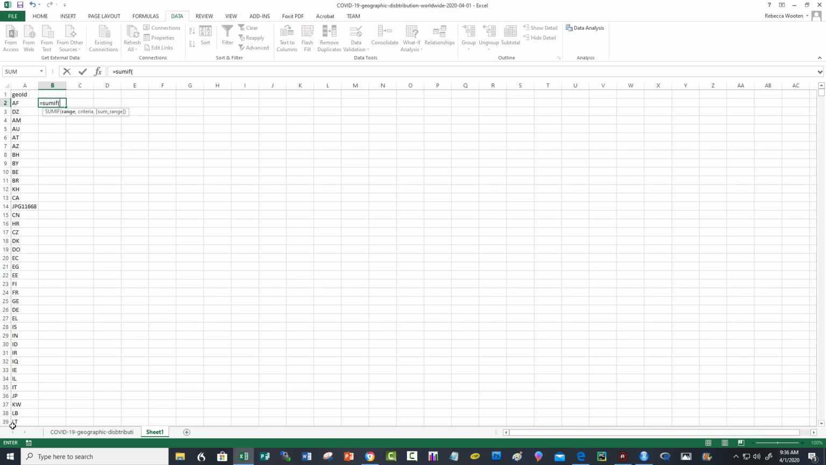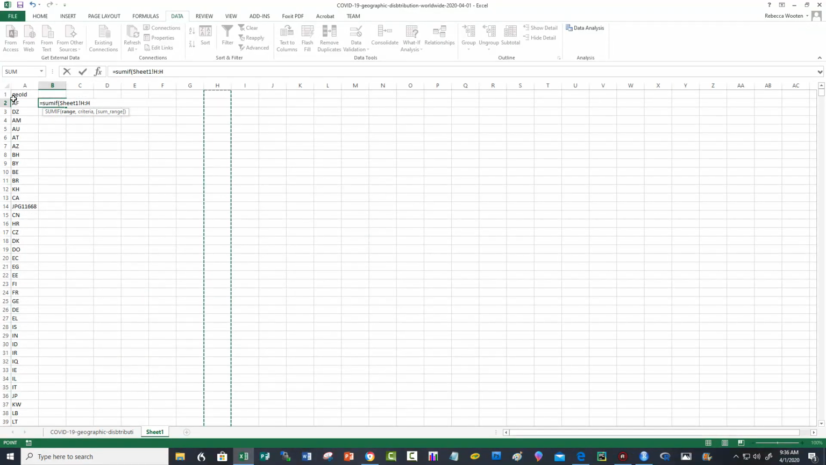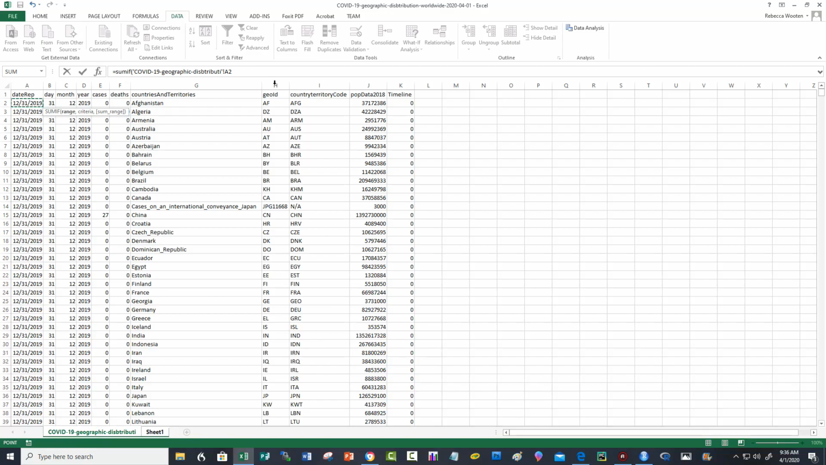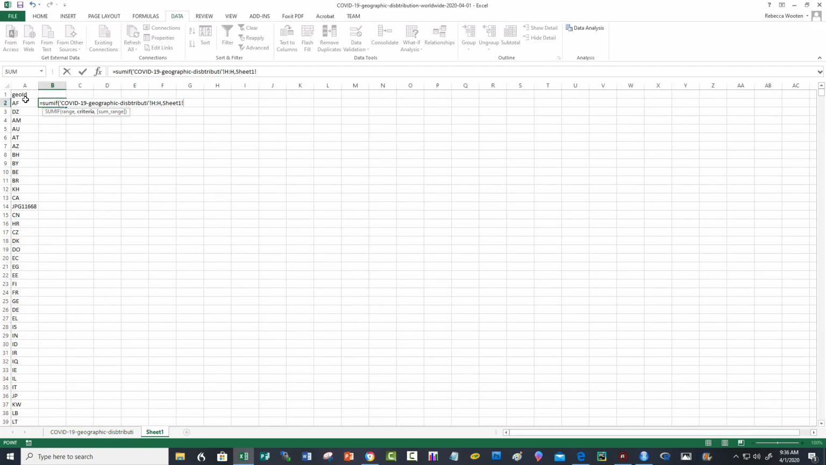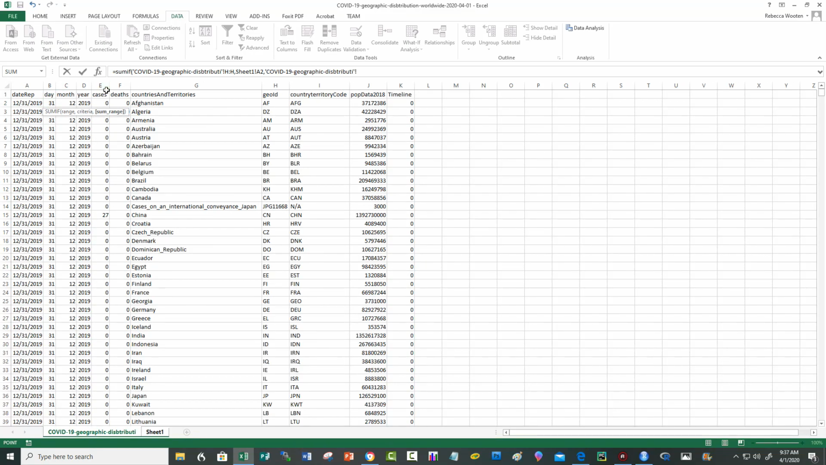We want it to look at this column right here for what it's looking to count, to sum. If what it looks at is the same as this country, oh, I didn't put my comma. Alright, so we want it to look here, comma. If it sees what's in this column, then we want it to sum the cases that it sees here.